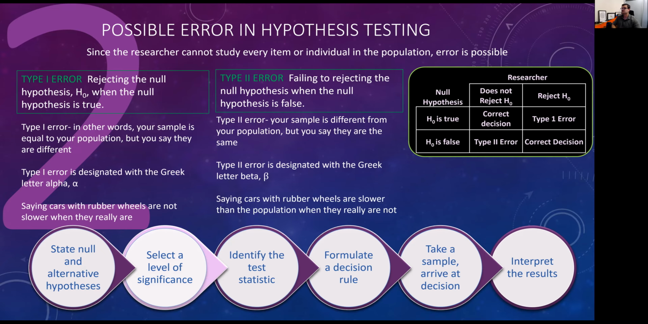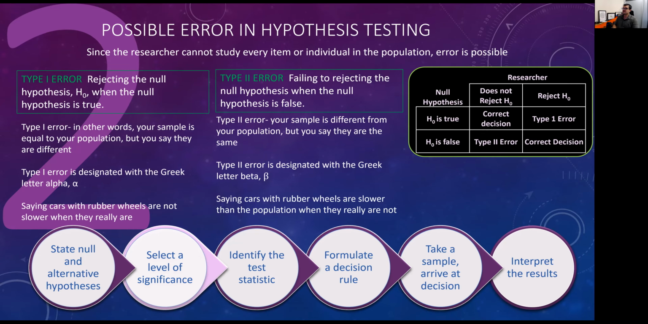In other words, you say that cars with rubber wheels are slower than the entire population when they really aren't. And so that's an issue as well. And here's a fun little chart over on the right-hand side: the different types of errors that you can make. So type 1 error, type 2 error.